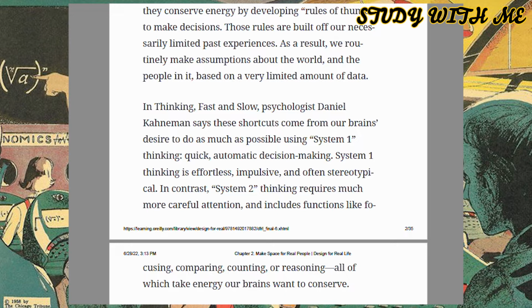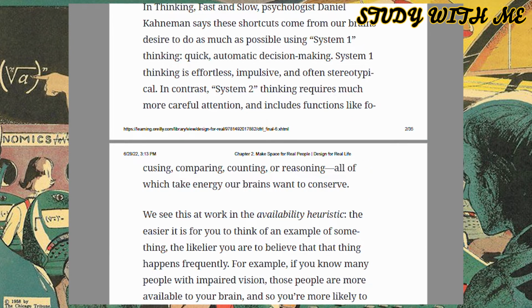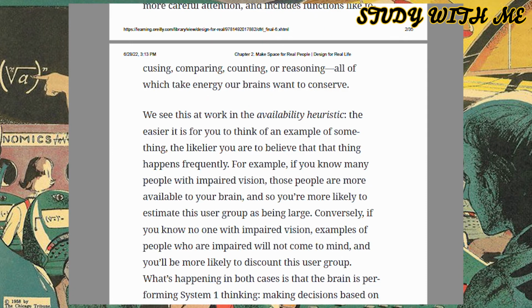In Thinking, Fast and Slow, psychologist Daniel Kahneman says these shortcuts come from our brain's desire to do as much as possible using System 1 thinking, quick, automatic decision making. System 1 thinking is effortless, impulsive, and often stereotypical. In contrast, System 2 thinking requires much more careful attention and includes functions like focusing, comparing, counting, or reasoning, all of which take energy our brains want to conserve.